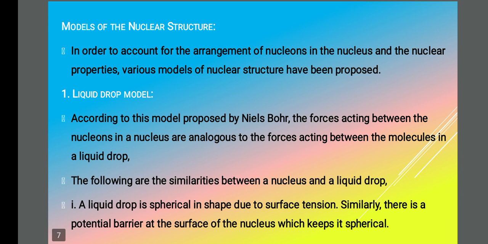of nuclear structure. So in order to account for the arrangement of the nucleons in a nucleus and the nuclear properties, various models of nuclear structure have been proposed, and we are going to study two models. One is called the liquid drop model, and the second one is called the shell model.